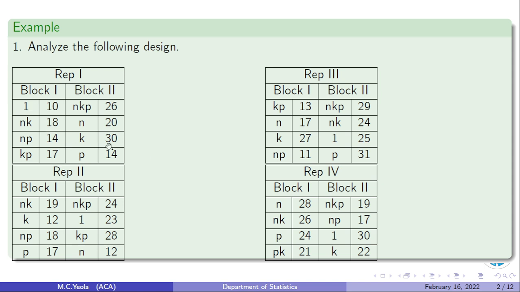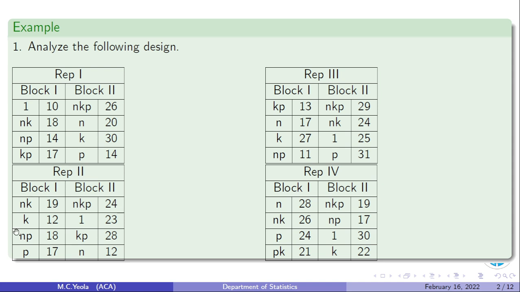So what you have to do here is see the two blocks we observe. Corresponding to the block where 1 is present, we are not observing that block. Other than 1, where it is not present, that block we observe. And the single factors that we see here are n, k, p. So in this replication, this treatment combination nkp gets confounded in replication 1.